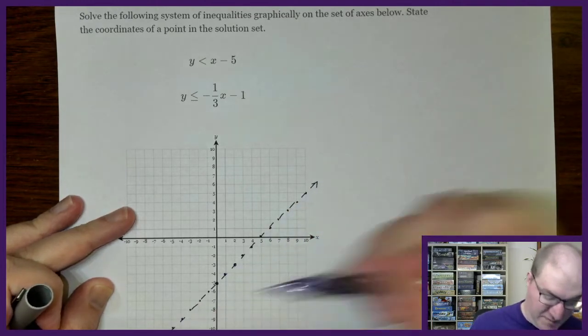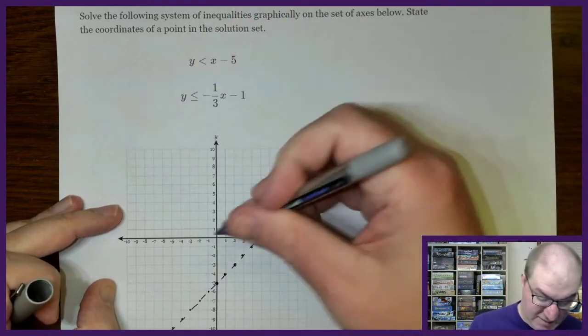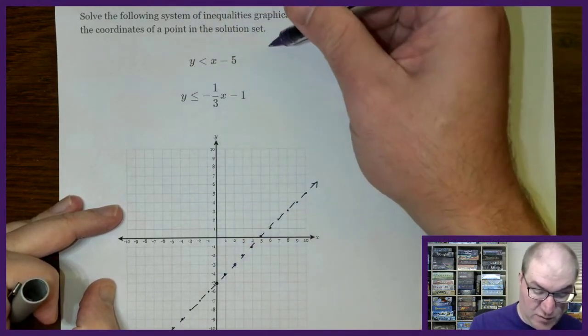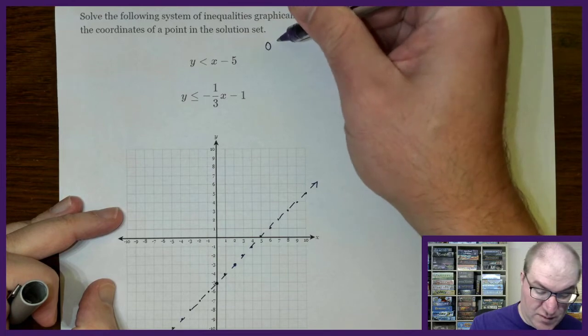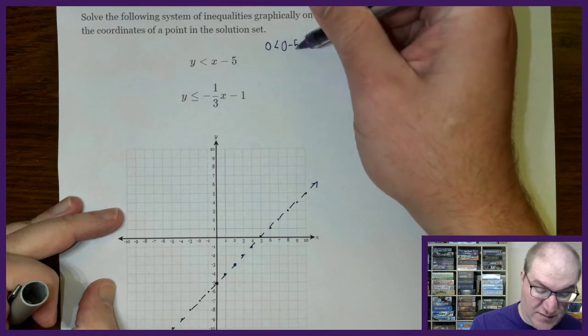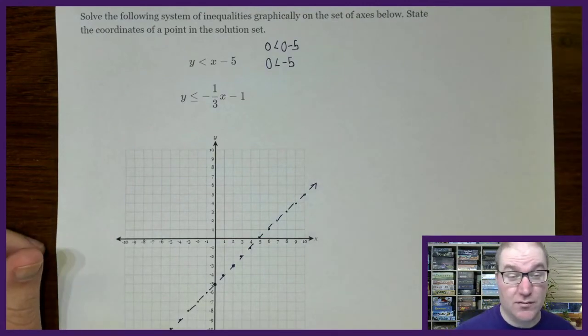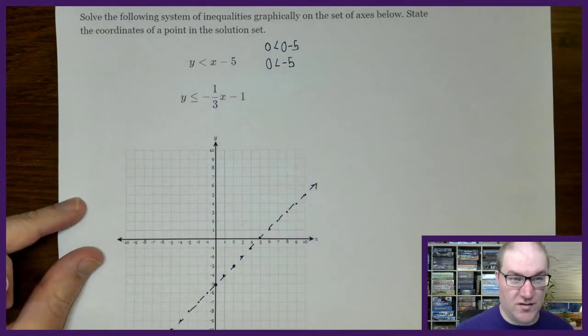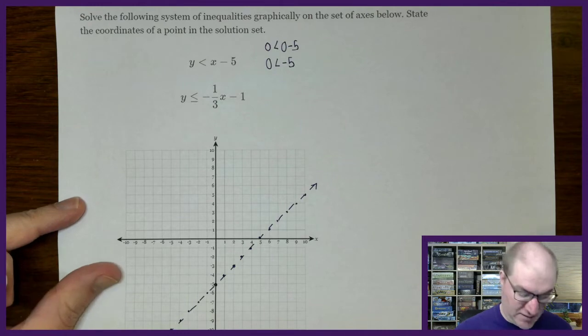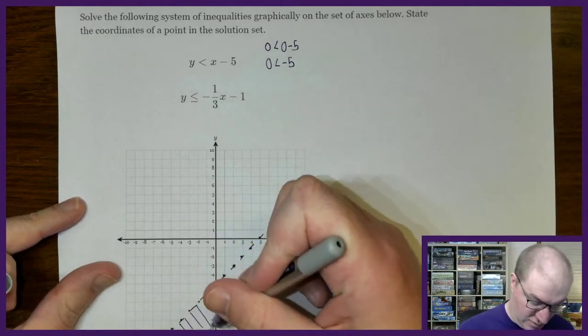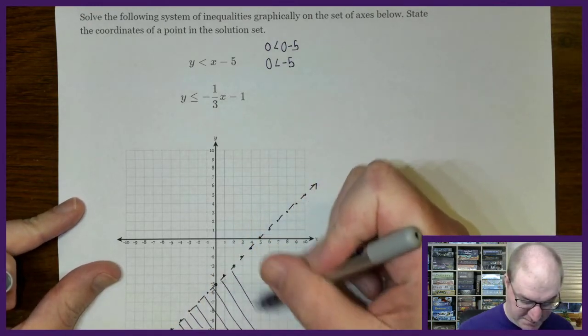Not bad. And let's test 0, 0 and see if 0, 0 is a solution to this one. So 0 is less than 0 minus 5. 0 is less than negative 5. That is not true, so I should not shade towards the origin. 0 is not less than negative 5. So I'm going to shade this one this direction.